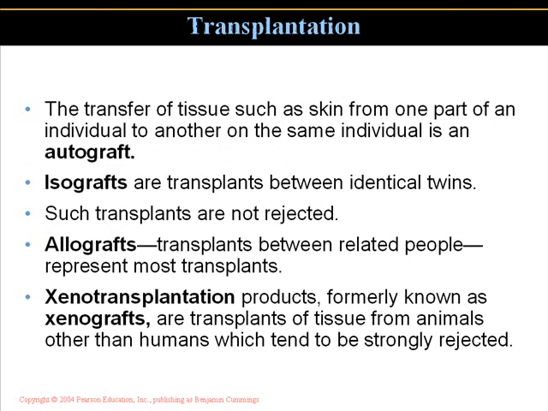The transfer of tissue, such as skin, from one part of an individual to another on the same individual is referred to as an autograft. Now again, HLA typing would be the same because you're transferring tissue from one part of the body to another, so there should be major histocompatibility here. An isograft is a transplant between identical twins.